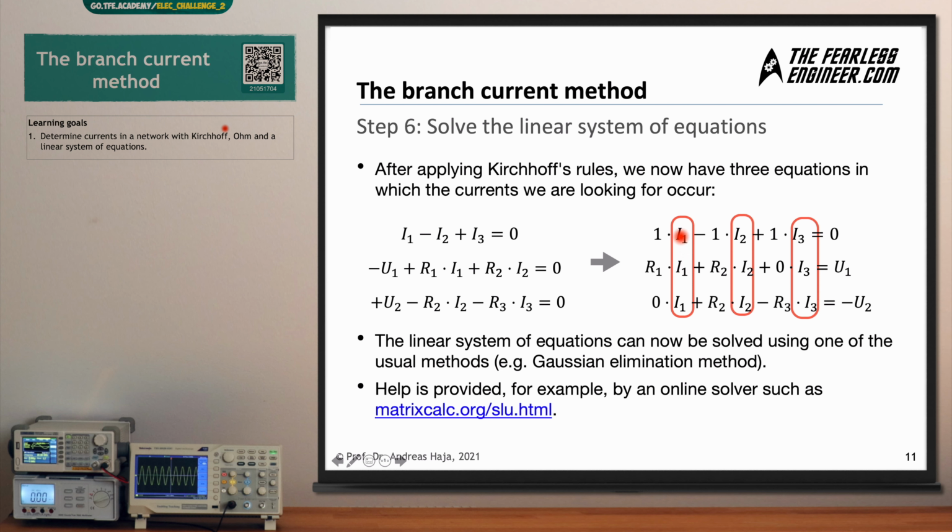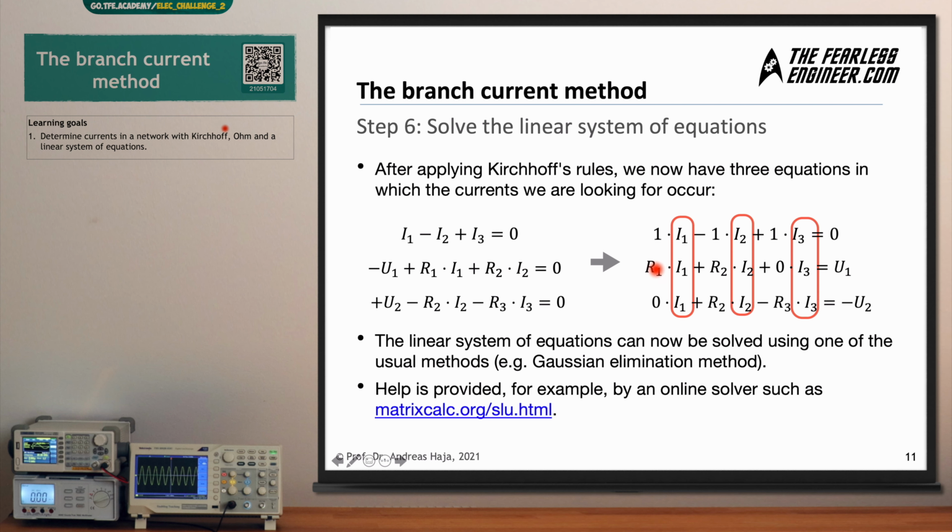So we have I1 with a factor of 1 in front, we have I2 with a factor of -1 in front, and we have I3 with a factor of +1 in front, just as you can see them here. We are going to rearrange these equations here in the mesh rule equations here.